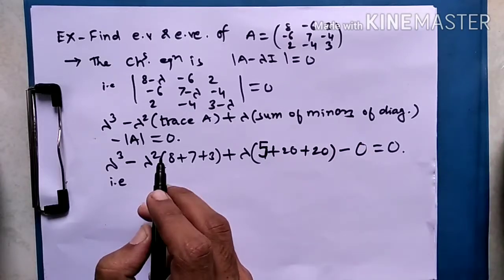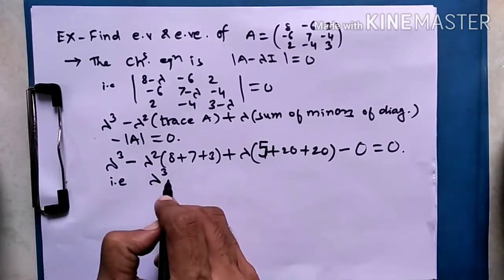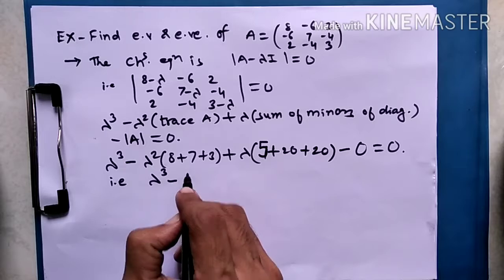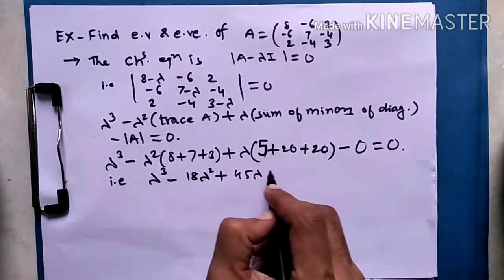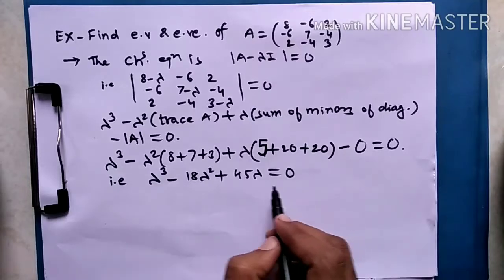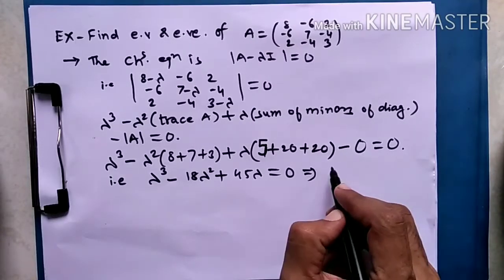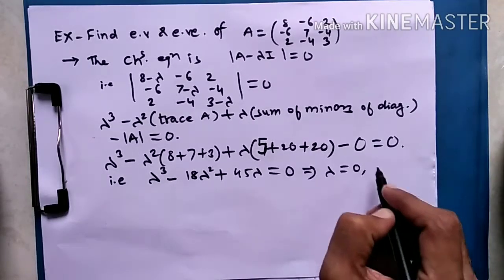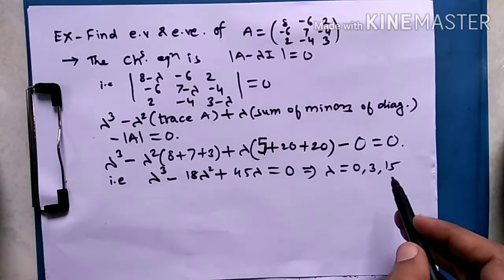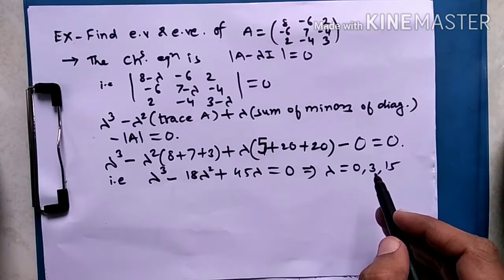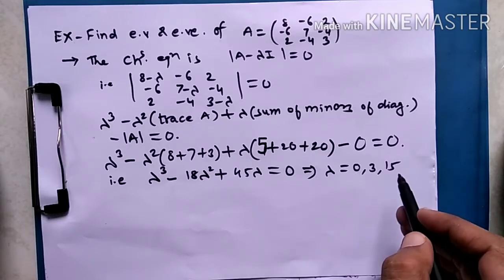So rewriting this cubic equation, it is lambda cube minus 18 lambda square plus 45 lambda equals 0. Now to solve this equation, you can use a calculator. You will get the answers 0, 3 and 15. So these are the eigenvalues of the given matrix: 0, 3 and 15.